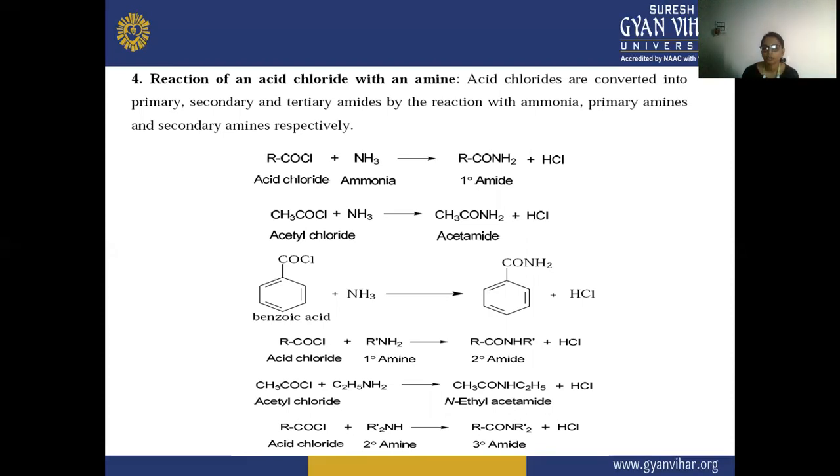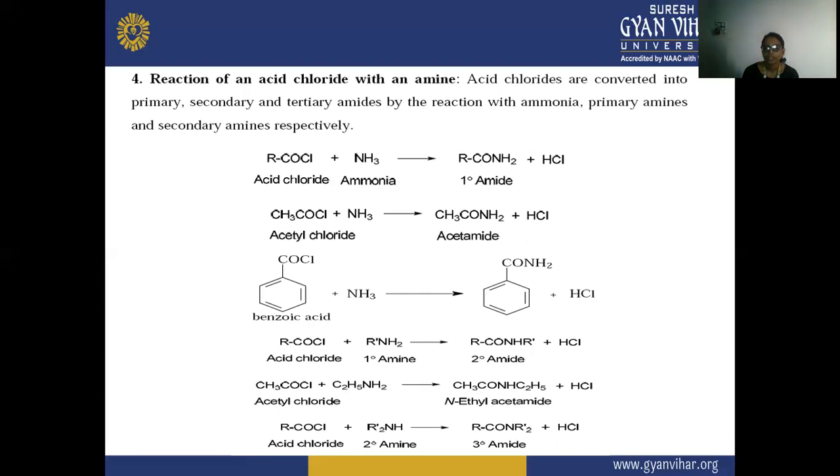Next is the acid chloride. Acid chlorides are converted into primary, secondary, and tertiary amides by the reaction with ammonia, primary amines, and secondary amines. Taking the examples first: acid chloride reacting with ammonia gives the primary amide. When the acid chloride reacts with a primary amine, there is a formation of secondary amide plus HCl.